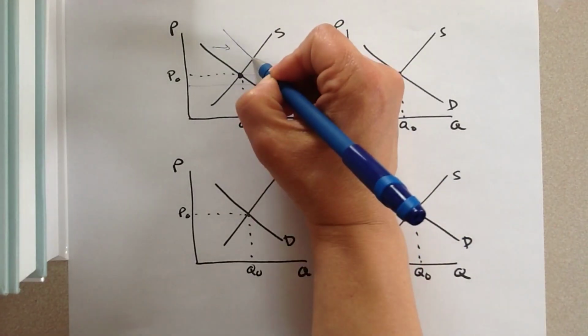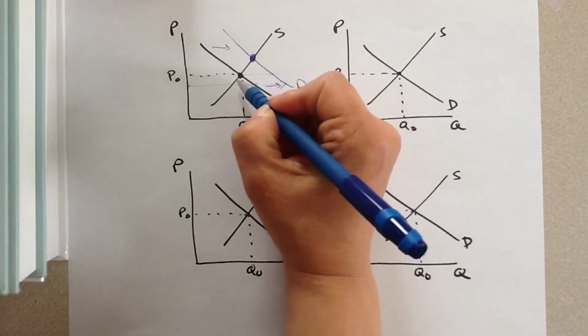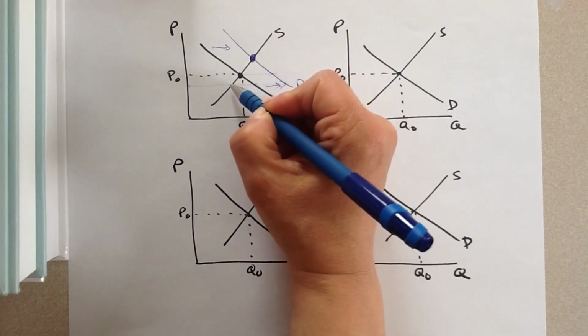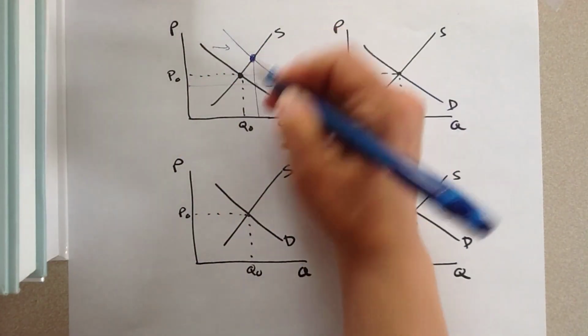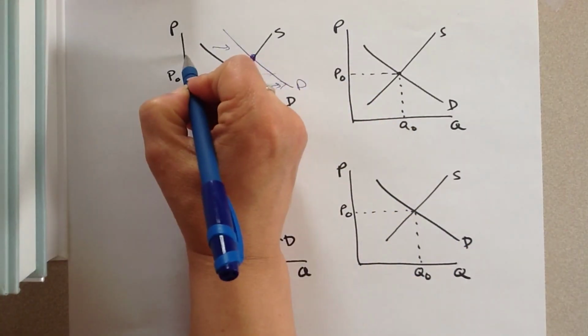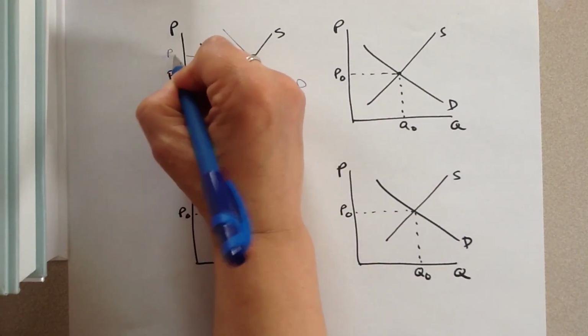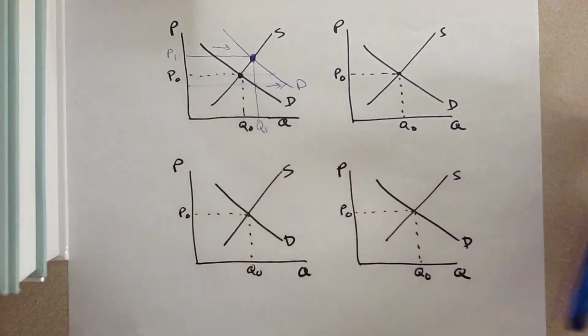So we have a new equilibrium. We've moved along the supply curve, so we've increased quantity supplied. We have a shift in demand, and so we see that our new equilibrium is at a higher price and a higher quantity.